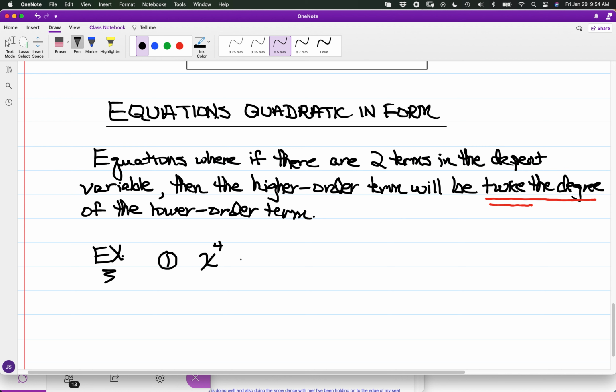x to the fourth plus 19x squared minus 5 is equal to 0. Notice the degrees in x. We have x to the fourth, x to the second, and if you notice, with the degrees, you have a 4-to-2 ratio, which will go to 2. And so for this equation, this is an equation that is quadratic in form. So we would say that the equation is going to be quadratic in x squared.